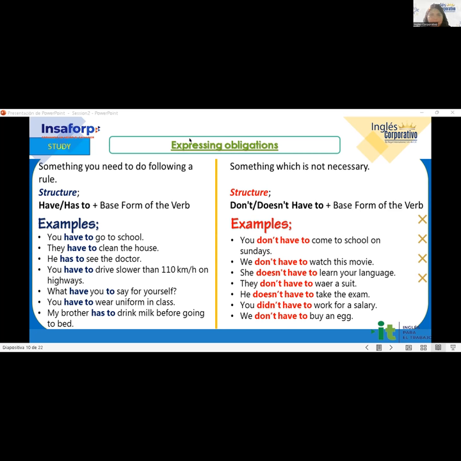Okay, let's see. Lady, can you help us with the second part? Something which is not necessary. A structure: don't, doesn't, have to, plus the base form of the verb. Okay. Example.